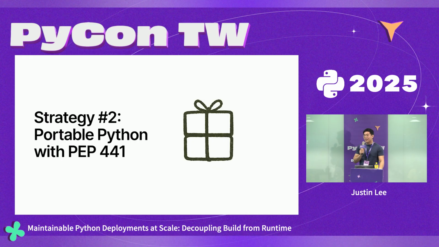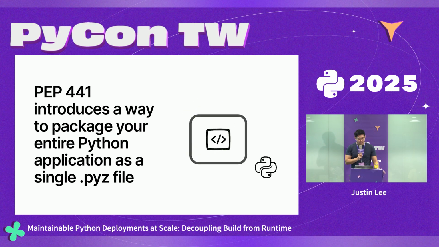Okay, so let's talk about the second strategy. Python has its own native way to package applications without relying on something like Docker. And this helps us with the overhead of managing the portability of our Python application. PEP 441 introduces a way to package your Python application into a single .pyz file. With this, you can run a built-in command, and it will turn your Python application into a single file. So you can have a bunch of files in an application, and the output would be one file, a pyz file.